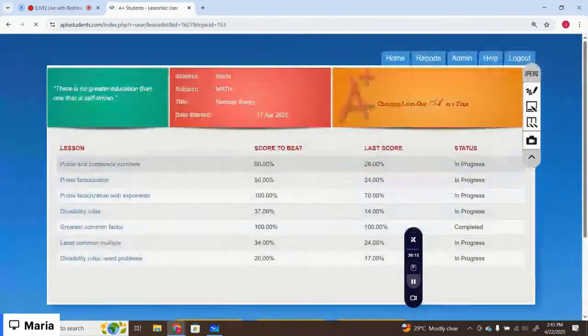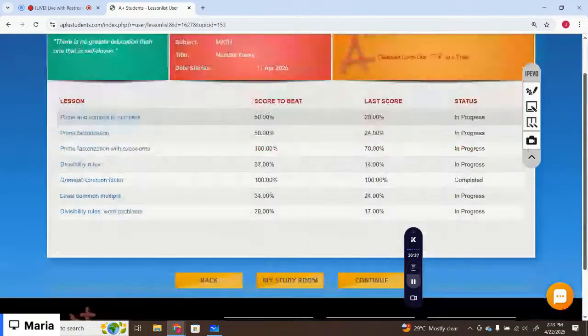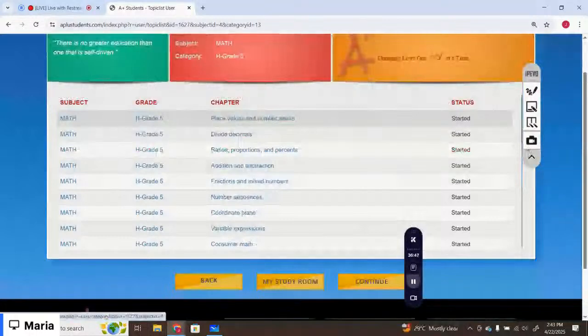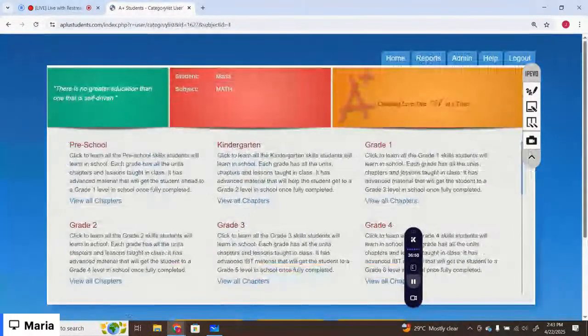So we were working on grade 5 math. The chapter we were working on is divisibility, and the chapter we're working on is number 3. The lessons we have covered today are divisibility rules, greatest common factor, least common multiple, and divisibility rules word problems. So please make sure before the next session you complete all the practice questions for the lessons we just did. That is your homework until the next session.